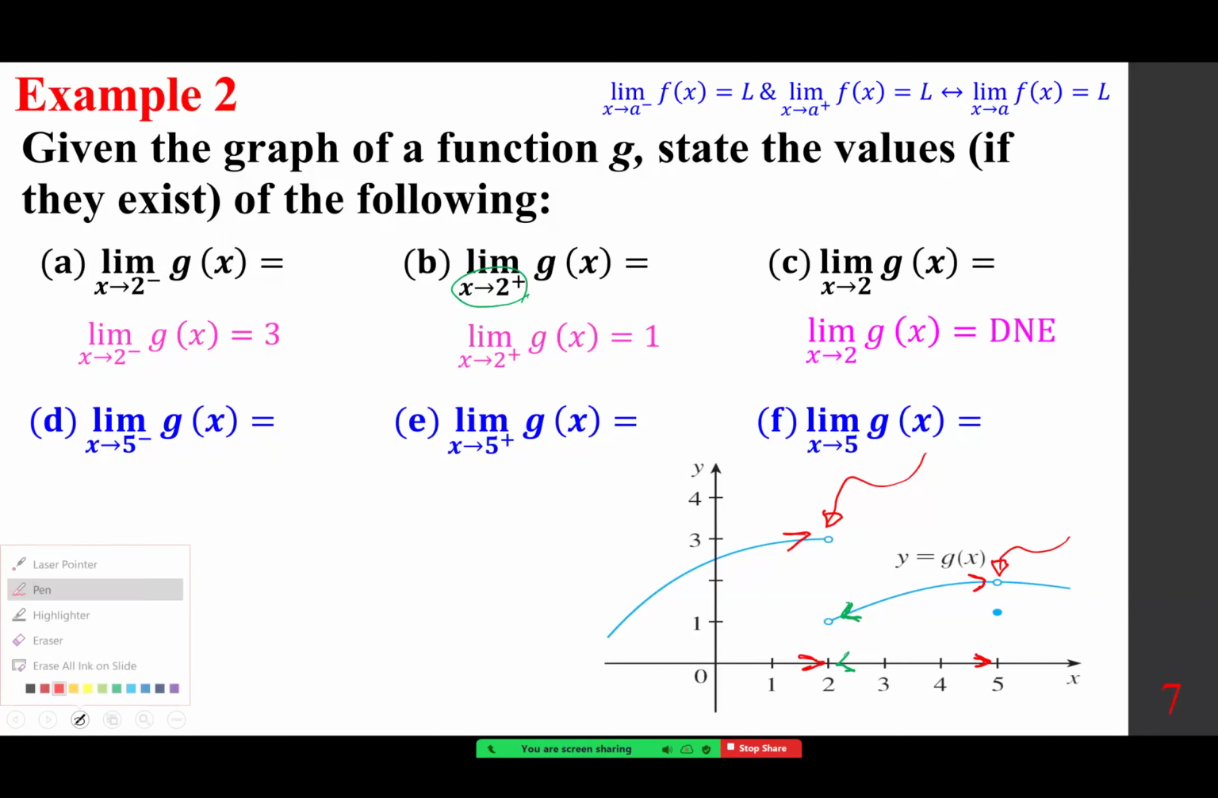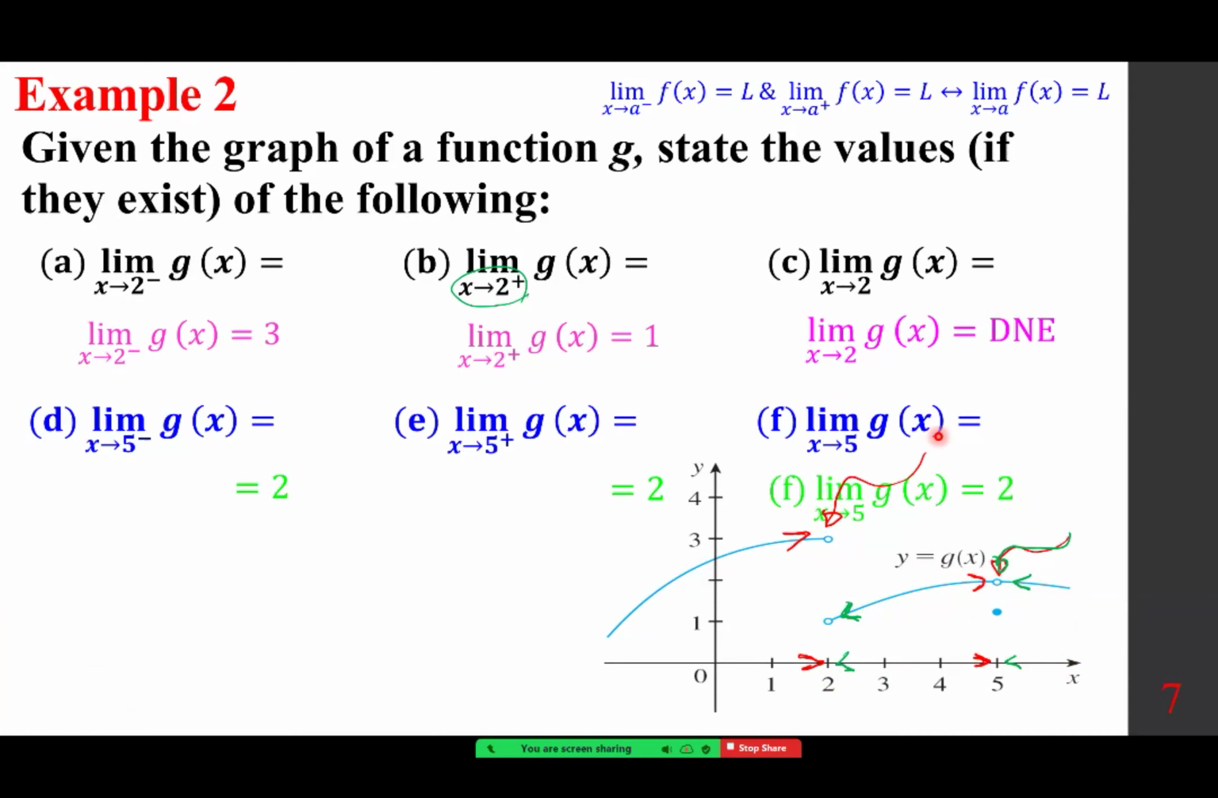It so happened that from the right side of 5, we are moving this way and we are moving towards the same point. And therefore, the limit would be the y coordinate of this hole, which gives us 2 in both cases. From the left, we are moving towards the hole, y coordinate is 2. From the right, we're moving towards the same hole, same answer. Therefore, the limit exists and it's equal to 2.